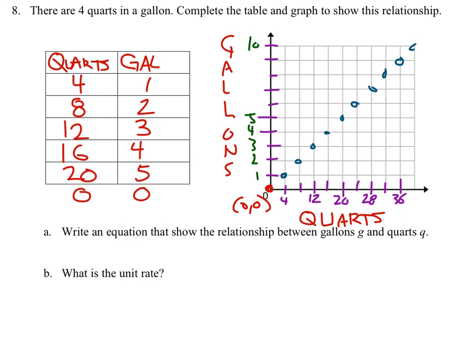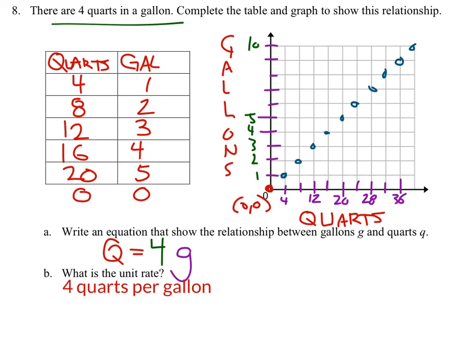Alright, write the equation that shows this. Specifically, it looks like if we found the number of quarts, then we would take the number of gallons. And what would we do to the number of gallons to figure out how many quarts? Yeah, that is excellent. You would multiply it by 4. So what is the unit rate? Well, it kind of told us up here. It's 4 quarts per gallon. There we go.